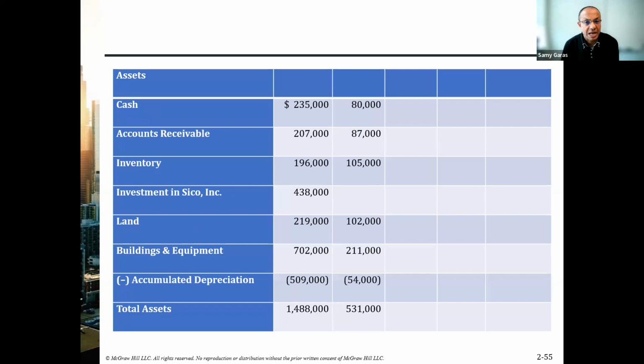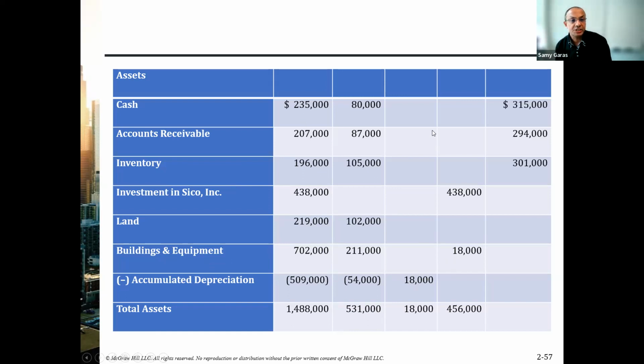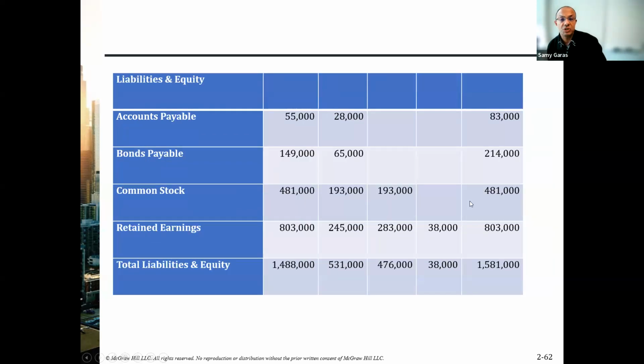Now let us jump to the balance sheet. We need to close off the investment as we did in the previous example. So here we close off the investment account, we close off the depreciation, 18,000, and then we add up the total. So here we add the cash, receivables, inventory, but the investment will be zero. Then we add land, and then building, and then accumulated depreciation, and then we get the total assets, 1,581,000. Then we jump to the liabilities.